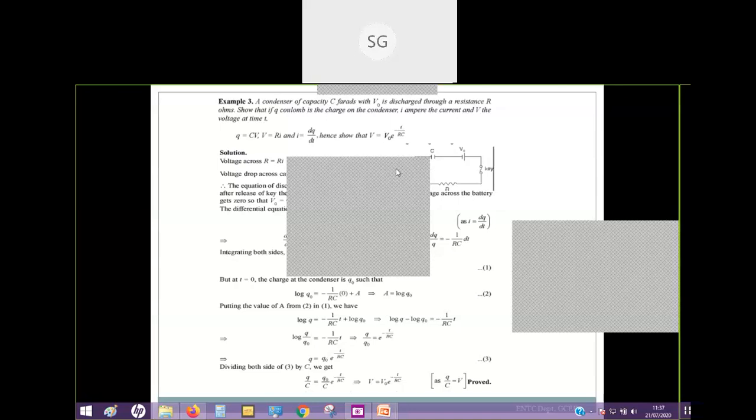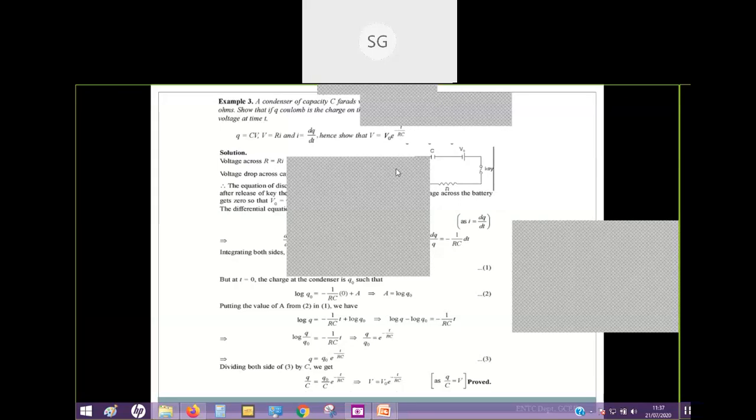Now the next part of the question is: a condenser of capacity C and with voltage V naught is there, and it is being discharged through a resistance R. So the capacitor is getting discharged through resistance R, and they have asked to show that if Q coulombs is the charge on the condenser. Firstly, don't get confused between condenser and capacitor. These two are the same things.